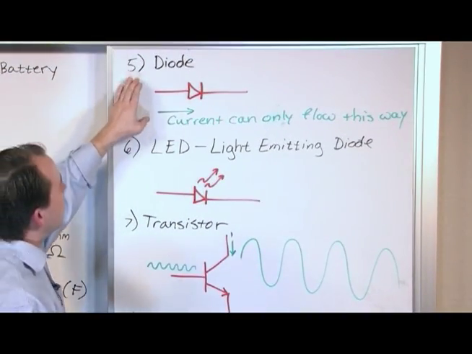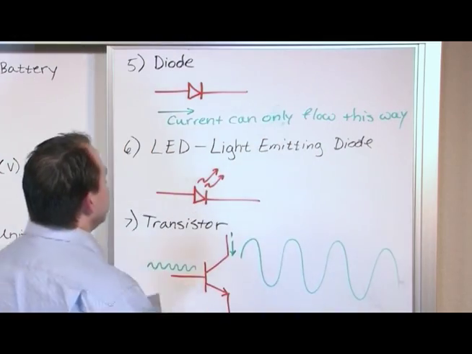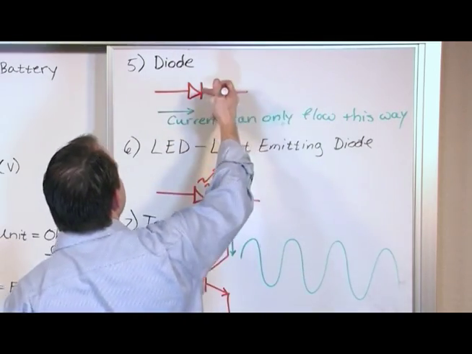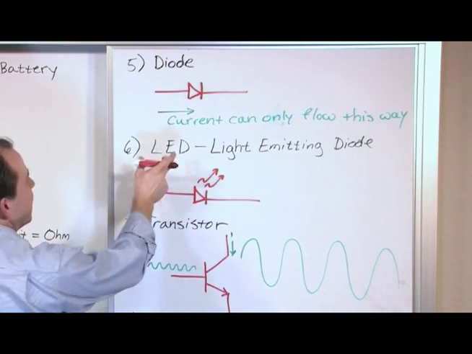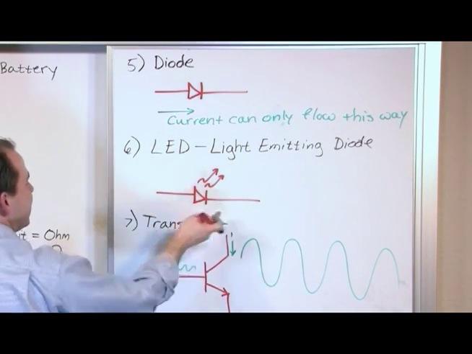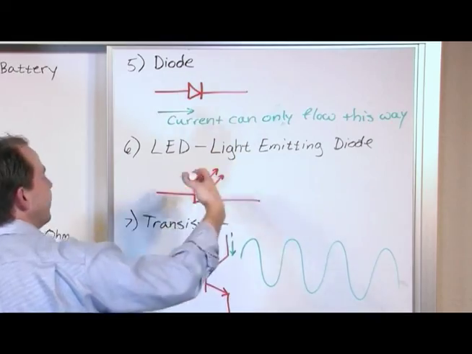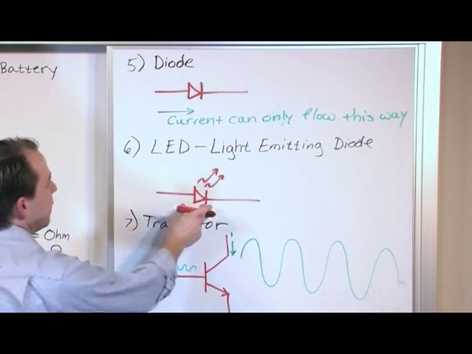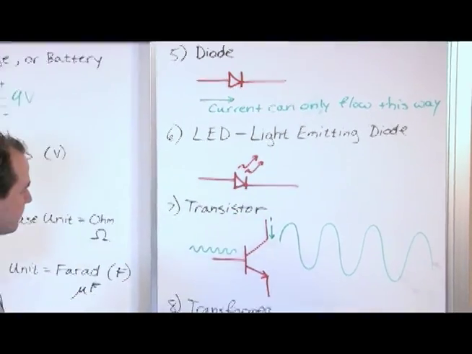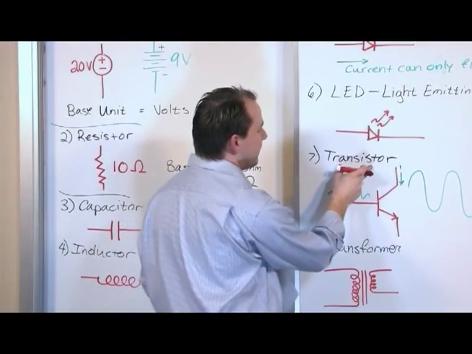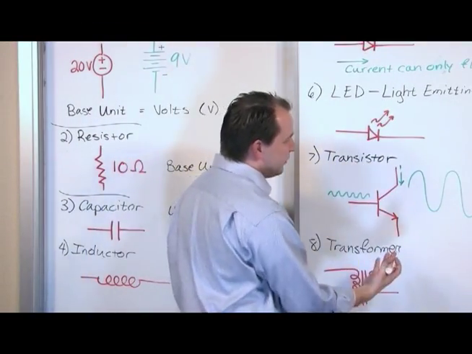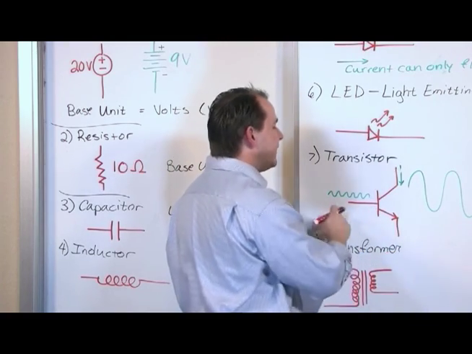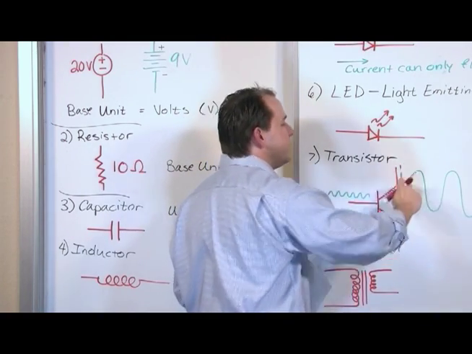We have a diode. It allows current to flow only one direction. If you flip the current direction around, try to hook it up backwards, nothing's going to happen. No current's going to flow. Then we have the light emitting diode, which is exactly the same thing, but also emits light of whatever color you've designed whenever electric current flows through there. Then we have a transistor, which is basically something that functions as either a switch, which can be on-off, or as an amplifier, taking an input signal and making it large.